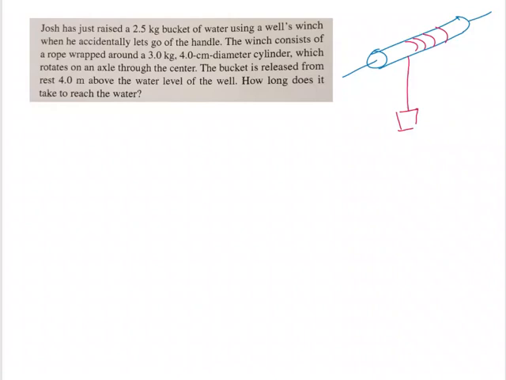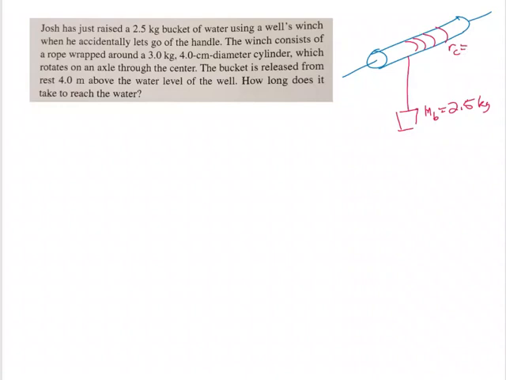Okay. Now, what do we know? We know that the mass of the bucket is 2.5 kilograms. Okay. What else do we know? The radius of the cylinder is 2 centimeters. So that's going to be 0.02.